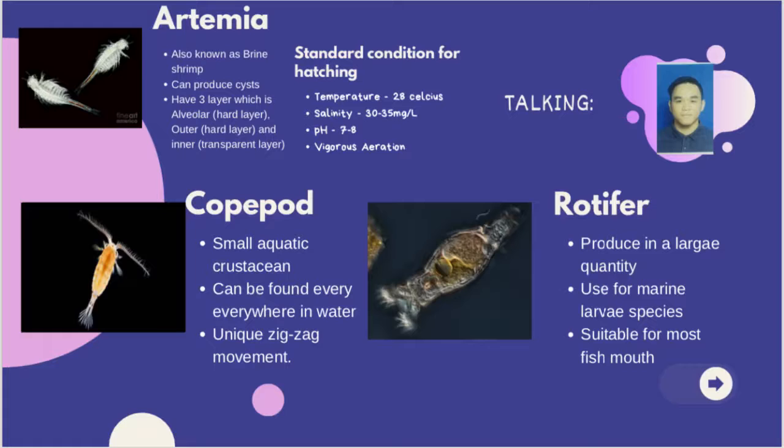Copepod. Copepod is actually a small aquatic crustacean. The copepod can be found everywhere in water. They have a unique zigzag movement. Next is rotifer. Rotifer can be produced in very large quantity. They are used for marine larvae species. They are very suitable for most fish mouths.